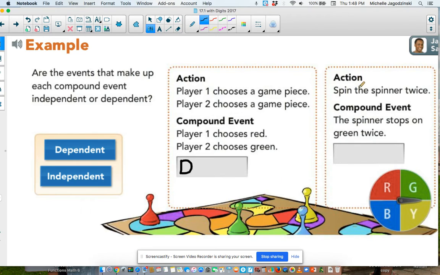Now, our action over here is to spin the spinner twice. And the compound event that I'm looking for is that the spinner will stop on green twice. So imagine you spin the spinner and it lands on green. And then you spin the spinner and it lands on green again. Does my first spin have an impact on what the result of my second spin is going to be? So because I land on green the first time, does it impact my spin, and will it force me to land on green the second time? And the answer to that is no, there is no impact. So this answer is independent.